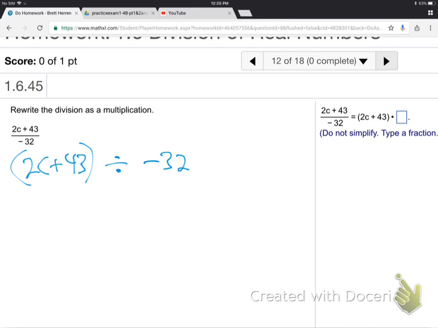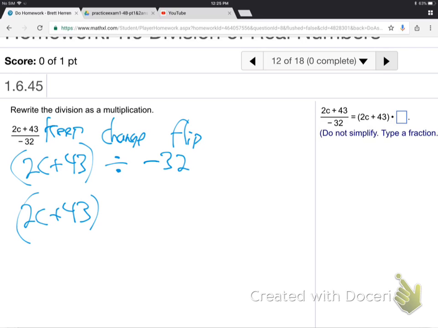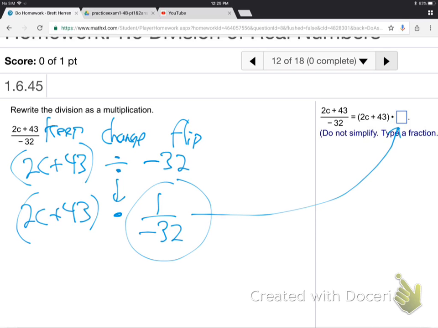And now we'll do the keep, change the sign in the middle, flip the 1 on the right. So keep that one the same, change this one to times, and then flip this one. And that's what they want in the box, is that one flipped. What did we do? We just changed division to upside down multiplication. They just are emphasizing for us that division is just upside down multiplication. Good on those strange ones?